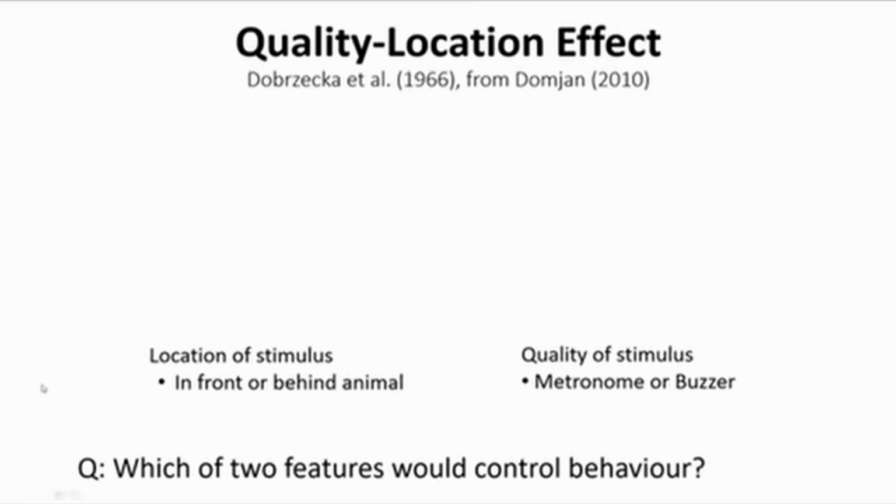So in this situation, we're going to manipulate two different factors of our stimulus. So we can have the location of the stimulus. It can be presented either in front of or behind the animal. And we can have the quality of the stimulus. Is it a metronome or is it a buzzer? So two different types of auditory stimuli, and they can occur in front of or behind the animal. And so we can ask which of these two features, the quality or the location, would control the behavior.